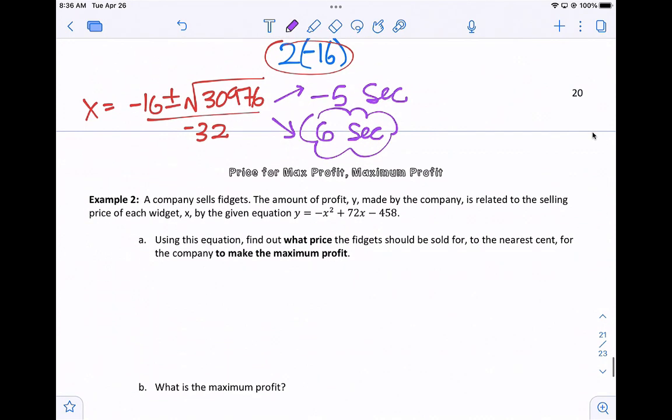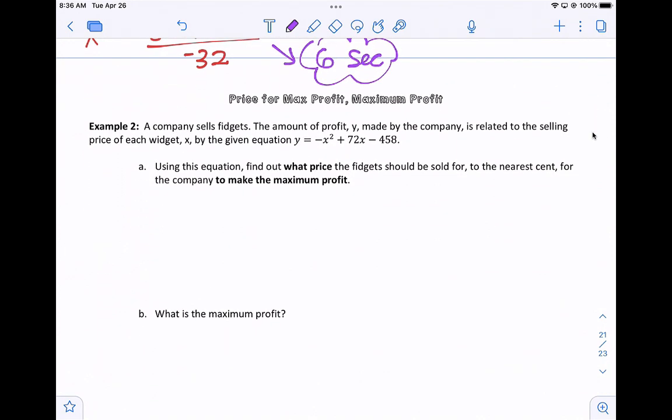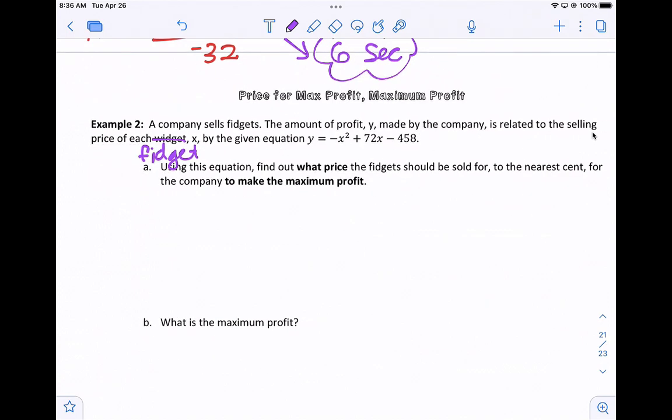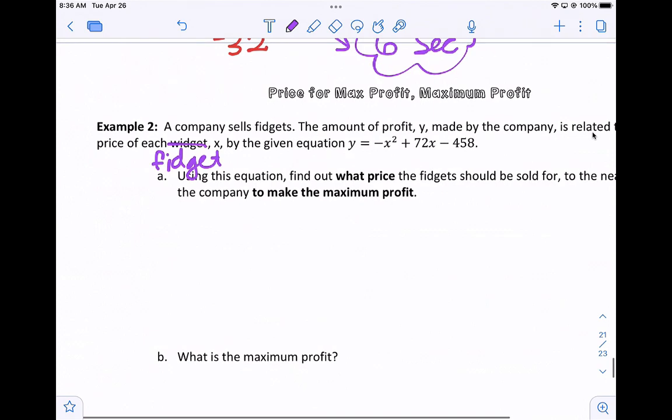Okay, let's take a look at another example. Example 2, a company sells fidgets. The amount of profit y made by the company is related to selling the price of each fidget, x, by the given equation. Using this equation, find out what price the fidgets should be sold for the company to make the maximum profit.